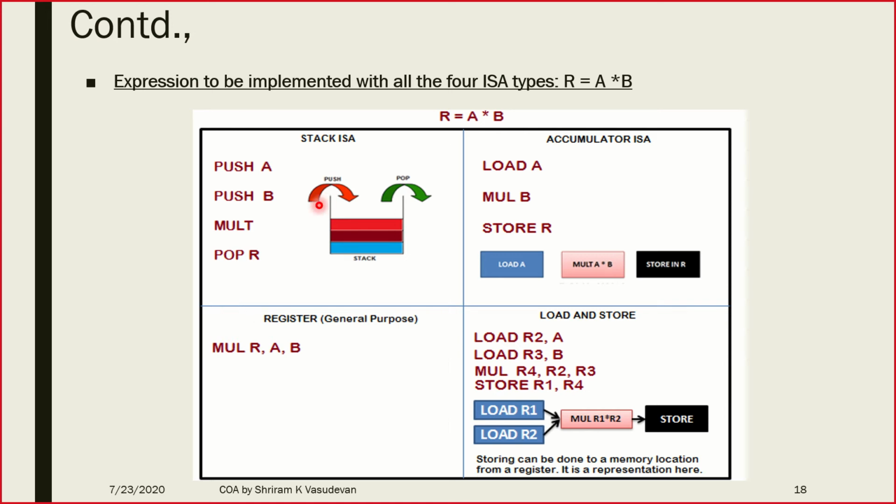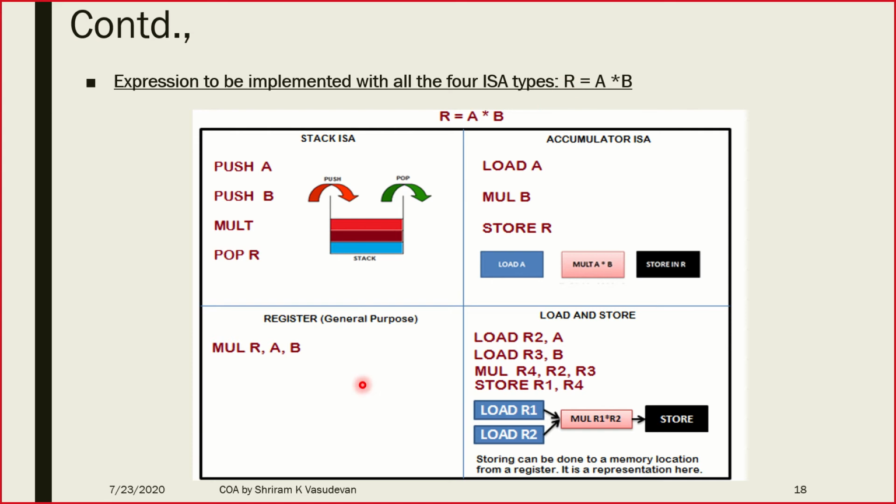Great. So now see that push A. What is the first operand? A is the first operand. Push B. What is the second operand? B is the second operand. Then we can have an instruction called mult, and the result should be popped out into a particular register called R, because R is the destination register.